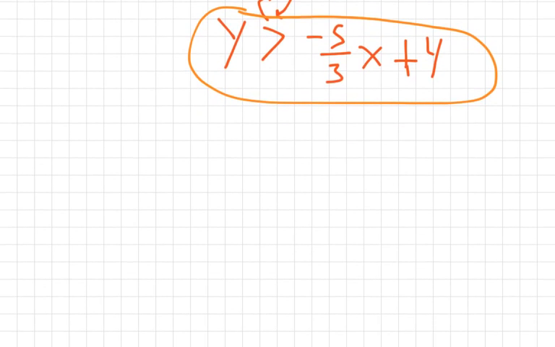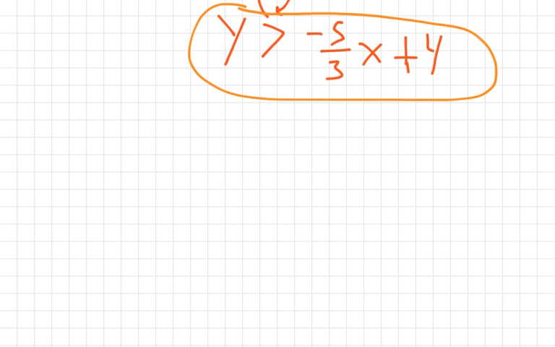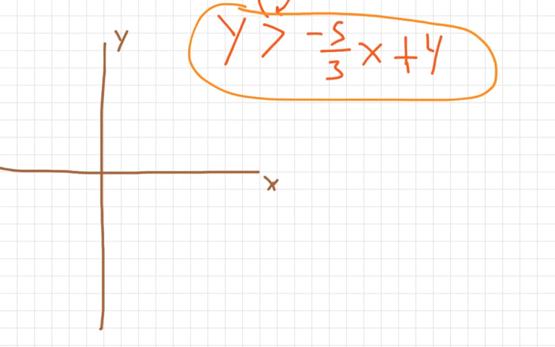So now I have to graph that. I'm going to draw my axes. And there it is. For now, pretend this was equals instead of more than. I know my y-intercept is at 4. So I'm going to start there, 1, 2, 3, 4, and there's my first point. And then my slope is negative 5/3.